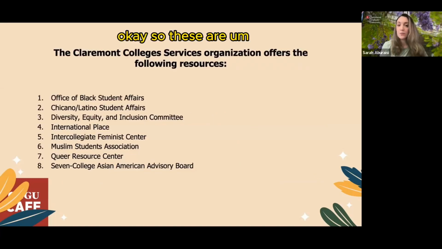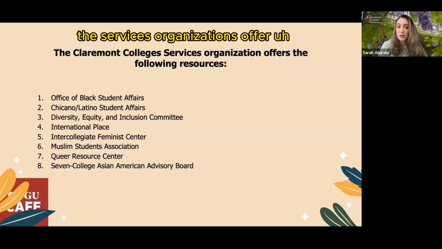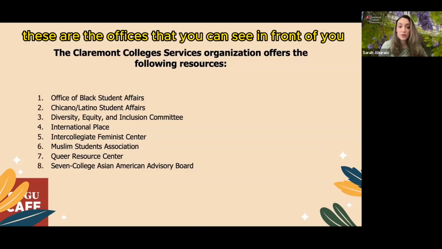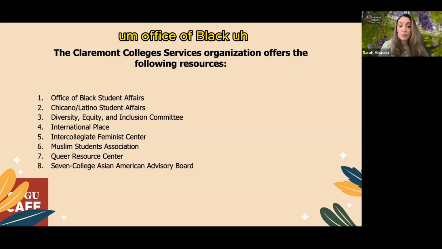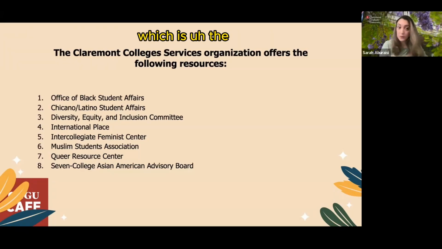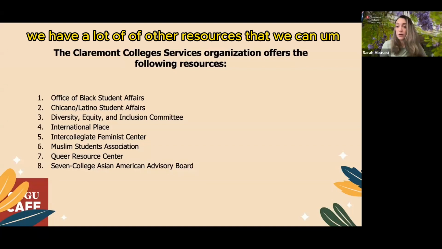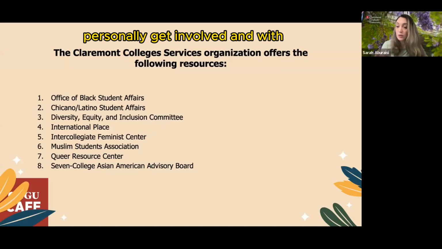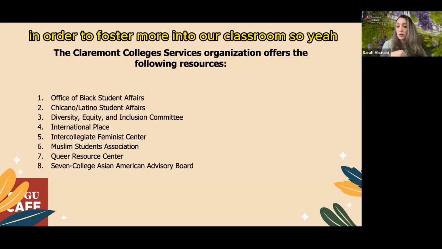So these are the services and organizations offered by the Claremont Colleges. These are the offices that you can see in front of you. Office of Black Student Affairs, Chicano Latino Student Affairs, Diversity, Equity, and Inclusion Committee, International Place, which is the house of many, many international students. And as you see, we have a lot of other resources that we can personally get involved with in order to foster more in our classroom.